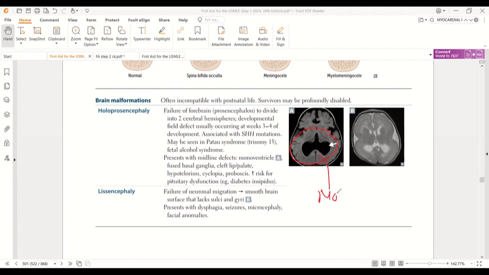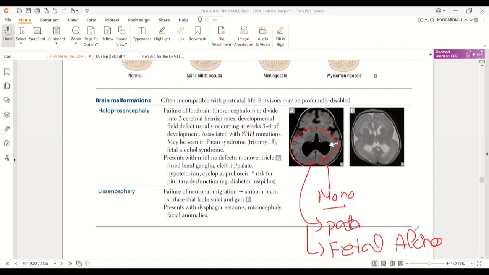So association with Patau syndrome, trisomy 13, fetal alcohol syndrome, ZIC2 and SHH mutation, right? So the forebrain, the prosencephalon, is not divided into the secondary vesicles. That's why on imaging you find the monoventricle.